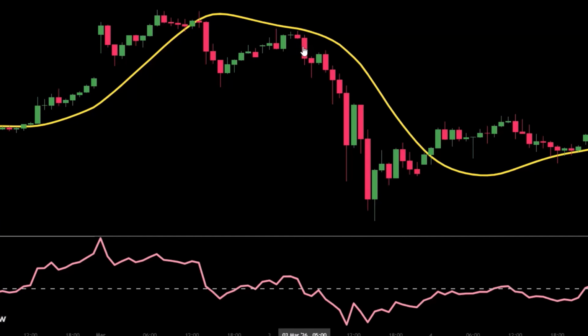If a bearish candle closes below the Hull Moving Average after the RSI crosses below 50, you have a valid sell setup. Place your stop loss above the most recent swing high, and for your take profit, aim for at least a 1-to-2 risk-to-reward ratio. As you see, the price goes down and hits the target perfectly.